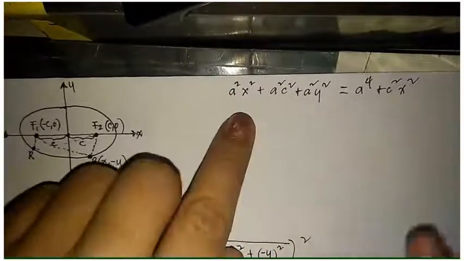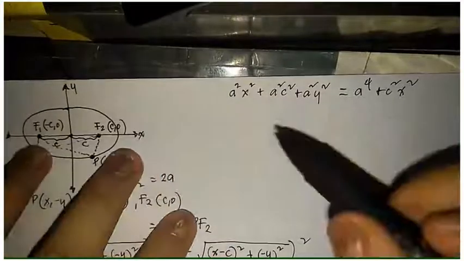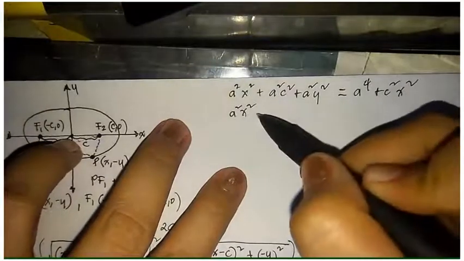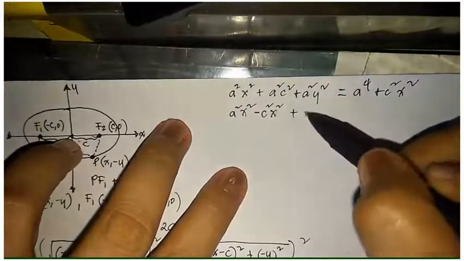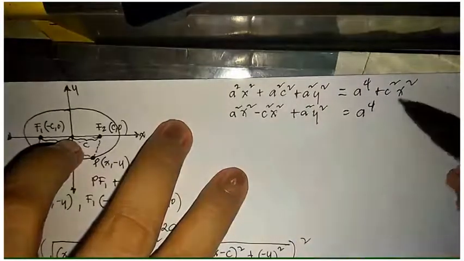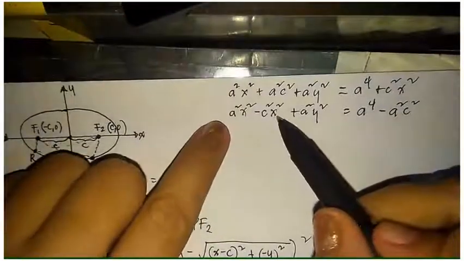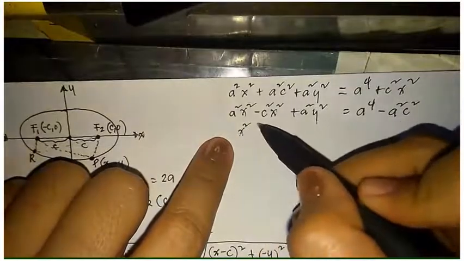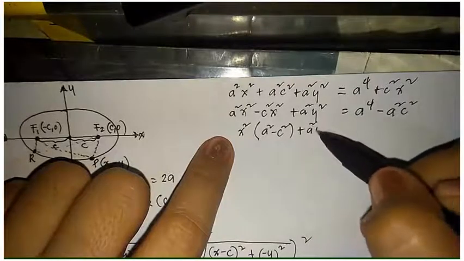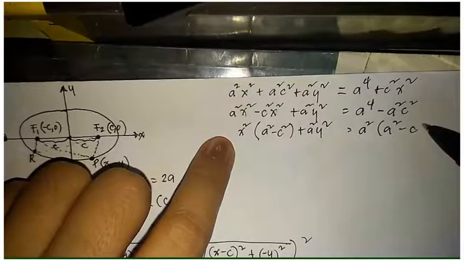Now, I can join these two together because they have x's, and this and that because it has a's. Okay, so we have a squared x squared, transpose this here, negative c squared x squared plus a squared y squared equal to a raised to 4, and that term transposed to the right, minus a squared c squared. We can group these two. The common factor here is x squared times a squared minus c squared, okay? Plus a squared y squared equal to, this one is a squared times a squared minus c squared.